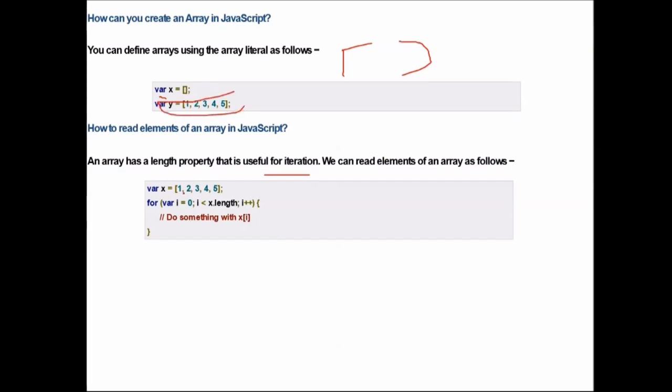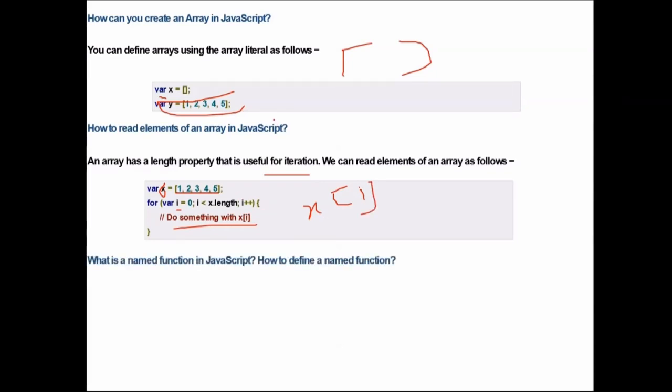Name it as x. Where i equal to 0, i is again a variable. i is less than x.length. X dot length will give the complete number of elements, and this will be i plus plus. And do something with x[i]. This will take out the value of the array values 1, 2, 3, 4, 5.